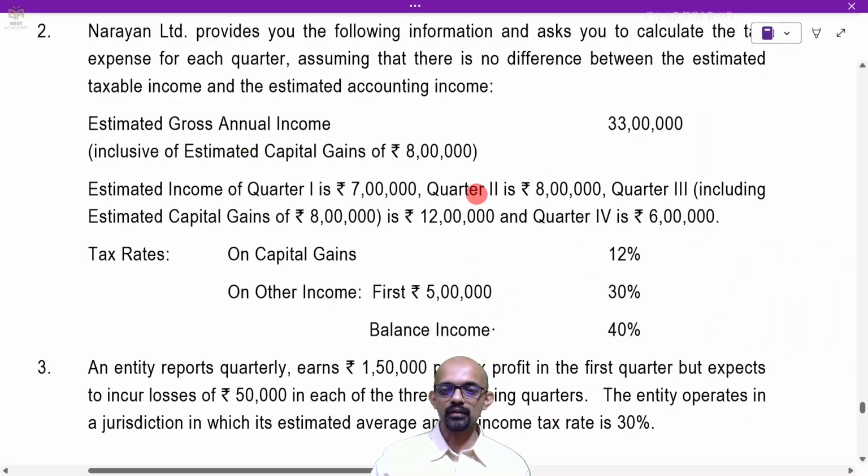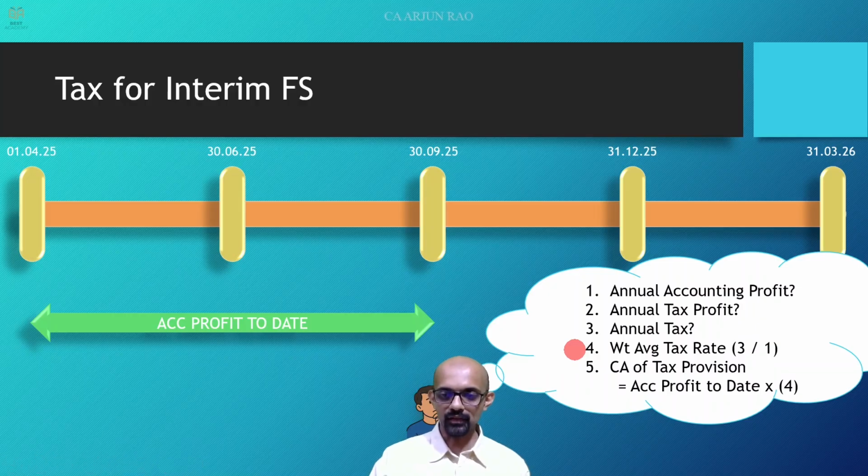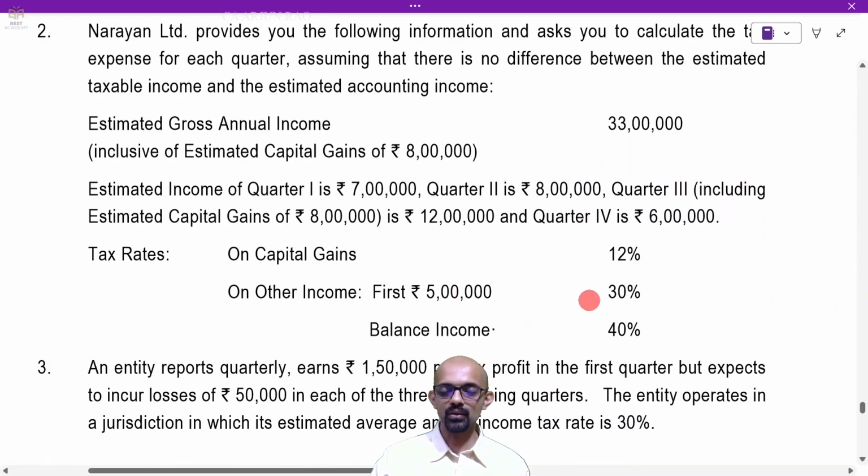So first quarter, second, third quarter and fourth quarter values are given, and the capital gains is estimated to arise in the third quarter. Tax rates are given separately for capital gains and other income. So it's quite simple. When we calculate the weighted average tax rate, that will be annual tax, that is 5 lakhs into 30% plus the balance.